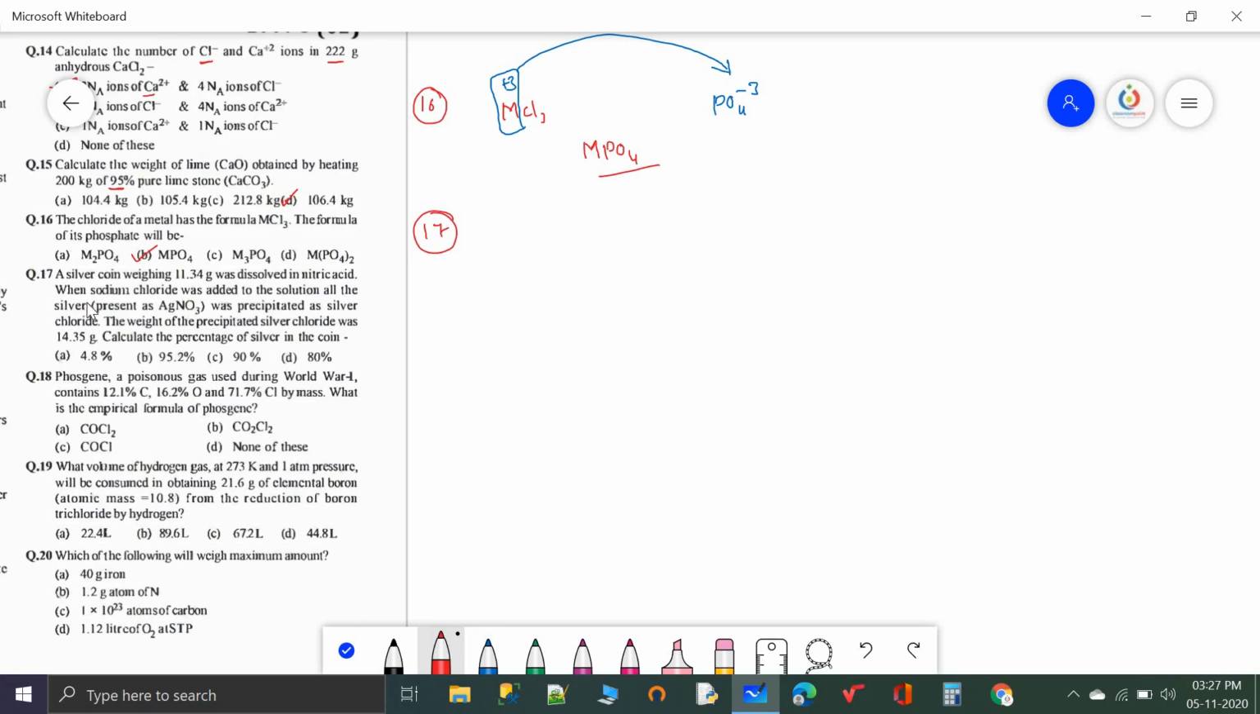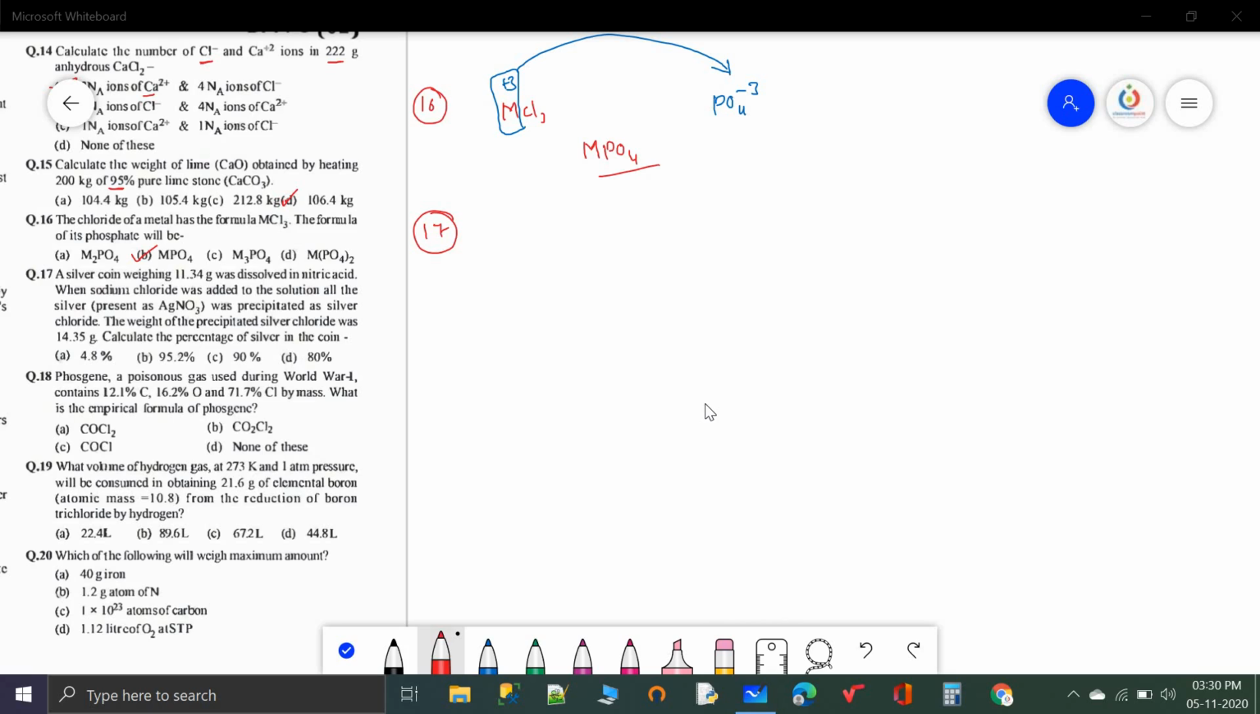Let's try to solve question number 17. A silver coin weighing 11.34 grams was dissolved in nitric acid. When sodium chloride was added to the solution, all the silver, whatever was present in the form of AgNO3, was precipitated as silver chloride. The weight of the precipitated silver chloride was 14.35 grams. Calculate the percentage of silver in the coin.